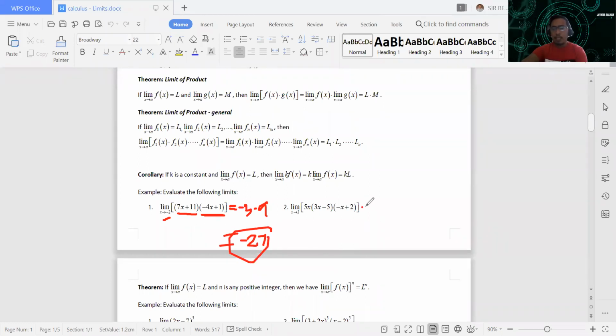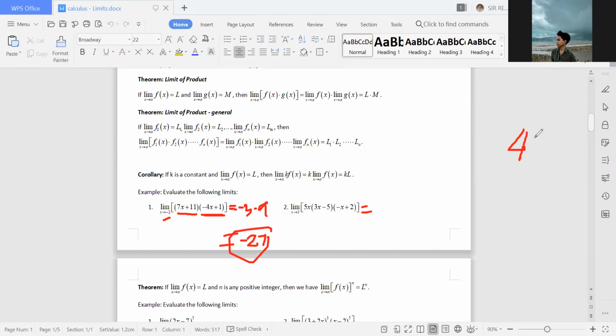Okay, what is the answer in number 2? I want your final answer. Kindly tell me your final answer. Anyone? Write your answers down, or you may type it in the chat box. 45, sir. 45 is the answer, sir. What about the others, what is your answer?